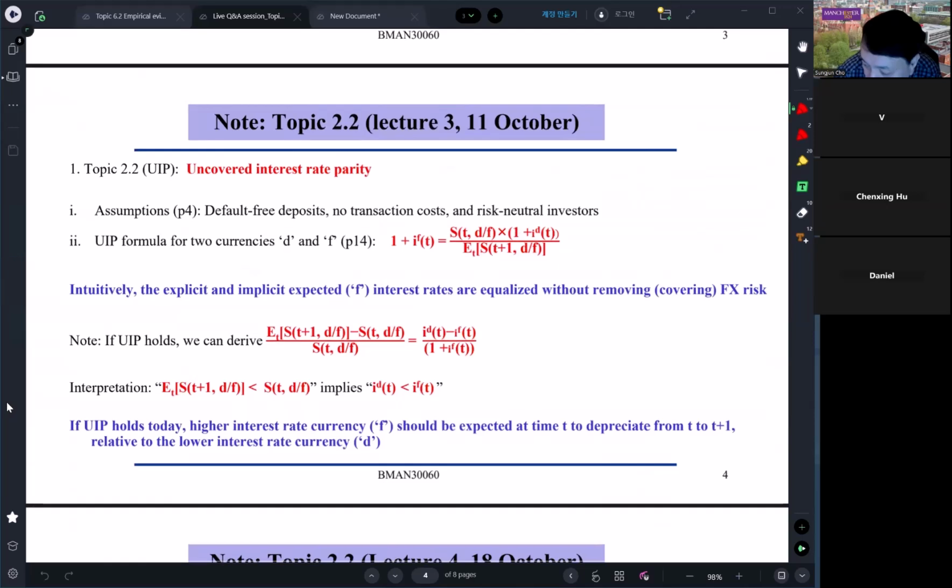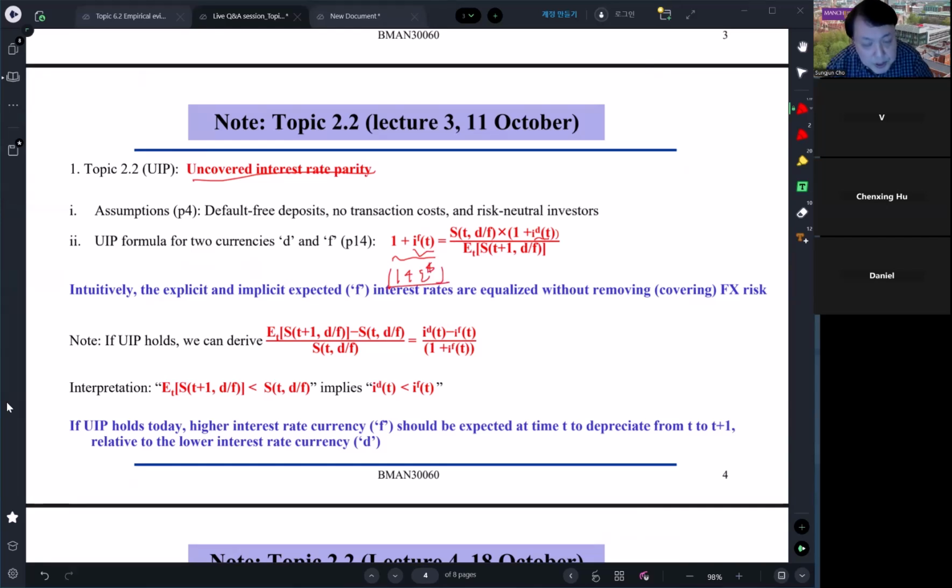Before doing that, I'm going to briefly review topic 2.2, UIP. So we talked about UIP there. We made these assumptions: default-free deposits. So the money market instrument F and money market instrument D are default free. It means if you put $1 today, after one period you know what you're going to get at the end of the one period. So this could be $1 plus interest rate. So you know for sure you will get this, right?